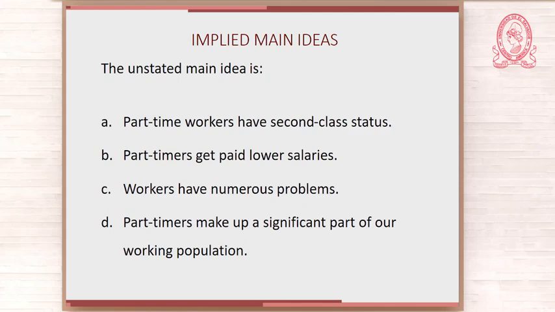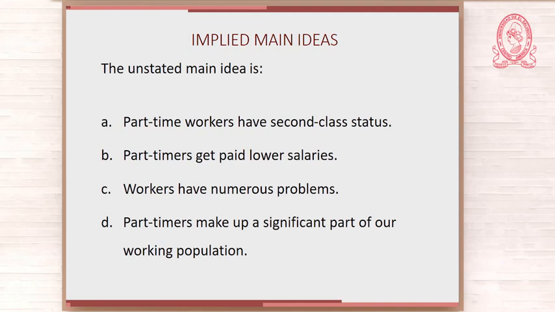The options for the unstated main idea are the following. Letter A. Part-time workers have second-class status. Letter B. Part-timers get paid lower salaries. Letter C. Workers have numerous problems. And letter D. Part-timers make up a significant part of our working population. Now, one more time, you may pause the video to analyze your options. Then play it back to check your answer.